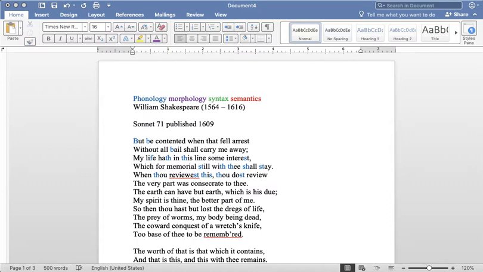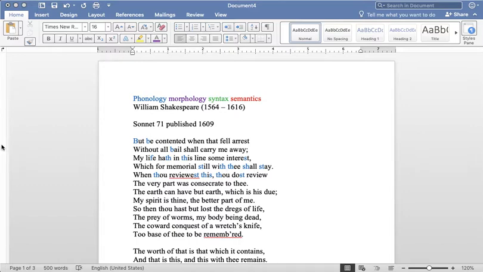Hi students. This video is to just demonstrate a little bit of how I might approach some of the analysis that you have to do for your poem presentation. I'm just using this Shakespeare sonnet as an example because we've looked at it in class briefly, and it's here in my Word document.